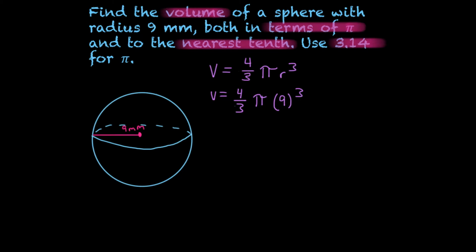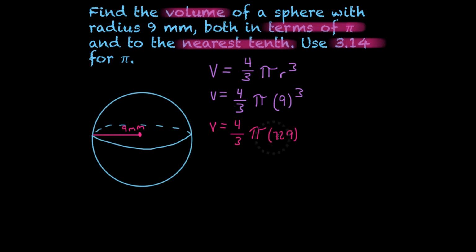So I'm going to change pen colors. My next step here is to find out what 9 cubed is. 9 cubed is the same as 9 times itself 3 times. So 9 times 9 times 9, and 9 times 9 is 81, times 9 will give me a value of 729. Now I'm going to erase this information and rewrite my formula here as V is equal to 4/3 pi times 729.